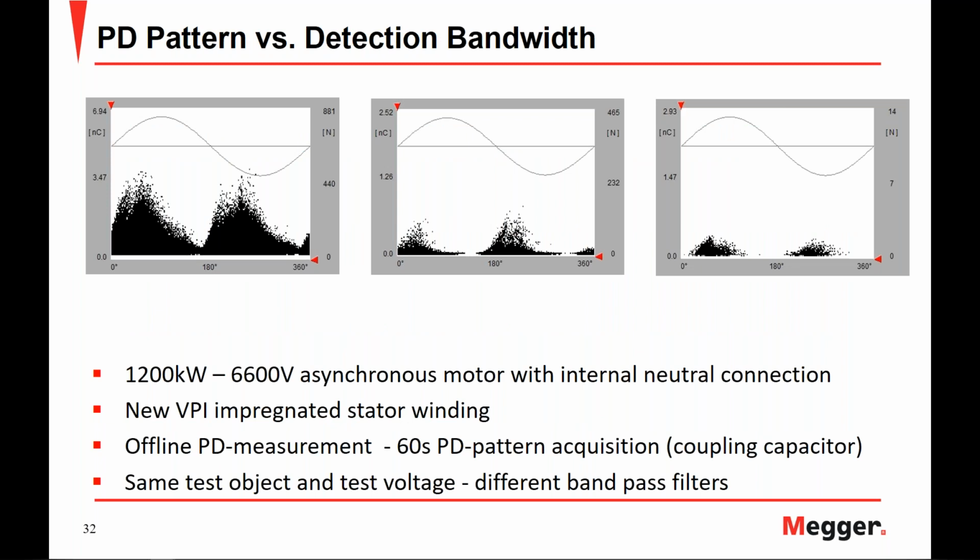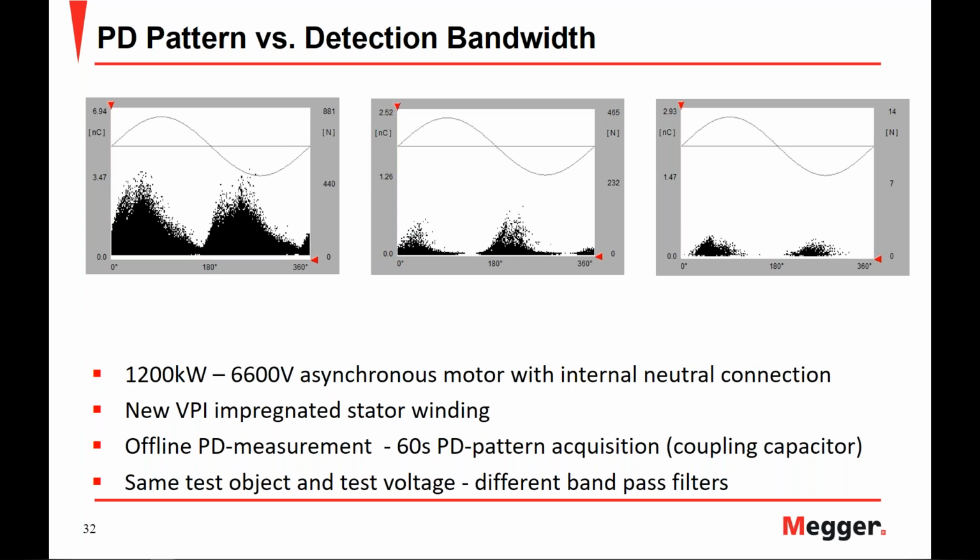Here we have an example of partial discharge patterns versus the detection bandwidth, where a 1.2 megawatt 6600 volt asynchronous motor with an internal neutral connection that has a VPI impregnated stator winding was tested offline. Partial discharge measurements were taken and a 60-second pattern acquisition was performed using a coupling capacitor, meaning the conventional method was used. Now, it's important to note that for the 3 images we see, this is the same test object at the same test voltage, but performed at different bandpass filters.